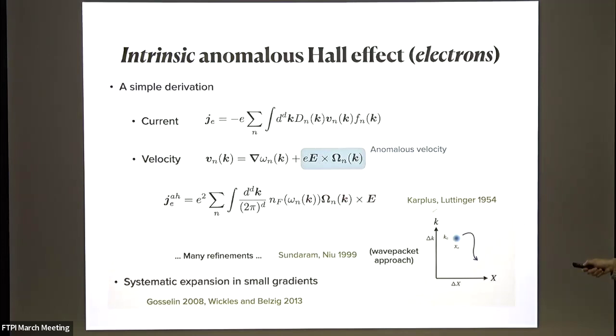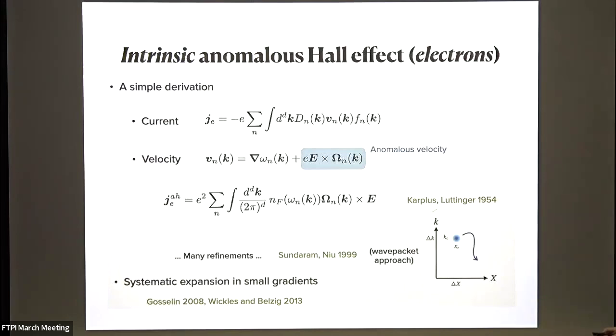At the end of the day, you would obtain an anomalous Hall effect, which would include this anomalous velocity. And in fact, what was very satisfying is you can actually recover from this the TKNN formula in the special case of the Hall effect. But again, this comes from a relatively ad hoc procedure.